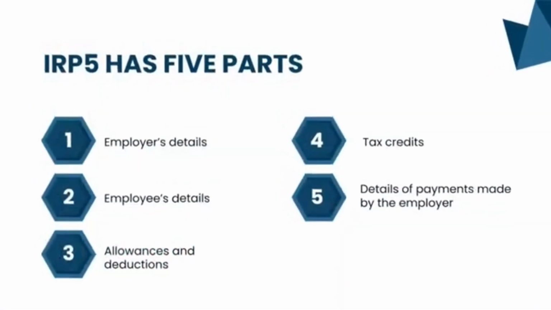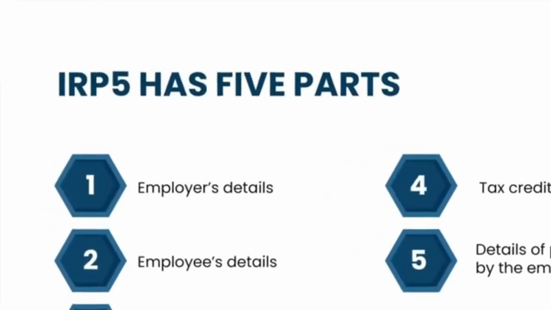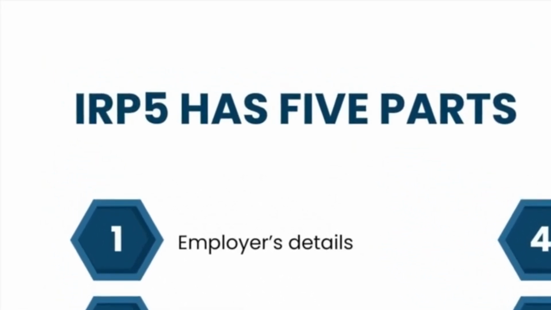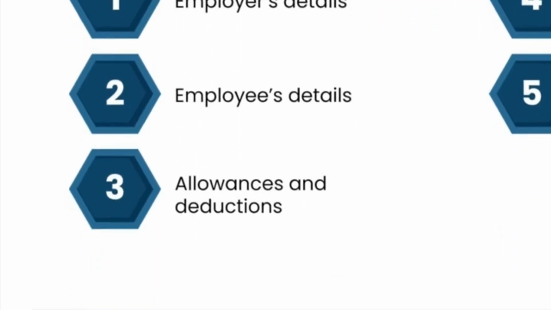The IRP5 is divided into 5 parts. The first part gives details about the employer, who hired you, and all of that. The second part gives details about the employee: your details, your ID number, your work number, all of those details about you as an employee. And then the third part, allowances and deductions, tells us about the deductions and the allowances that you got as an employee.